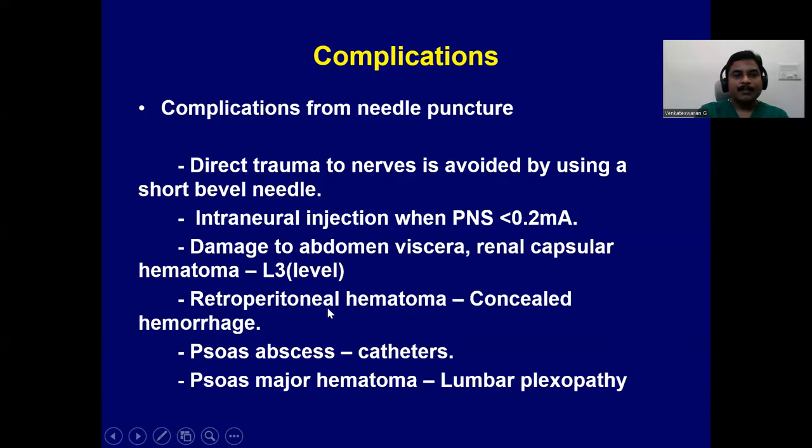This concealed hemorrhage can produce hypovolemic shock following a lumbar plexus block. You have to be very careful when you are giving it; always aspirate and inject, as the chances of retroperitoneal hematoma can be very grave. When you use catheters, there is a chance of psoas abscess, because these are all long-standing diabetic patients. And a psoas major hematoma can also produce what is called lumbar plexopathy. So you have to be careful.